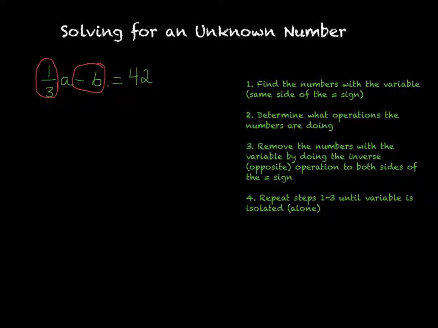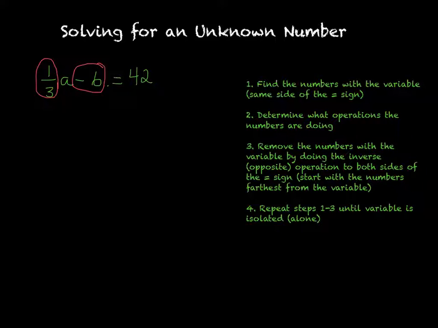Moving on to our next step, we need to now determine what operations the numbers are doing. The 1/3 is multiplying with the A, and the 6 is subtracting from the A. Moving on to step 3, we need to remove the numbers from both sides of the equal sign by doing the inverse. But this time we have to really think about the numbers that we're using. So we have to add a little bit more to step 3.